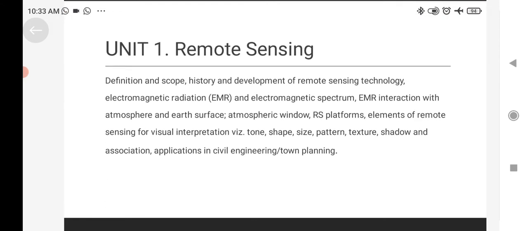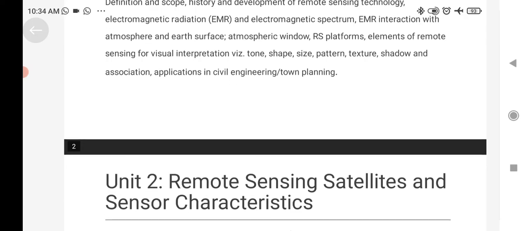There are a total of 6 units. The first unit is remote sensing. This topic contains definition and scope, history and development of remote sensing technology, electromagnetic radiation, that is EMR, and electromagnetic spectrum, electromagnetic radiation with atmosphere and the earth surface, atmospheric window, RS platform, elements of remote sensing for visual interpretation via tone, shape, size, pattern, texture, shadow, and association. And last is the application in civil engineering and town planning. These are all covered in the first unit.